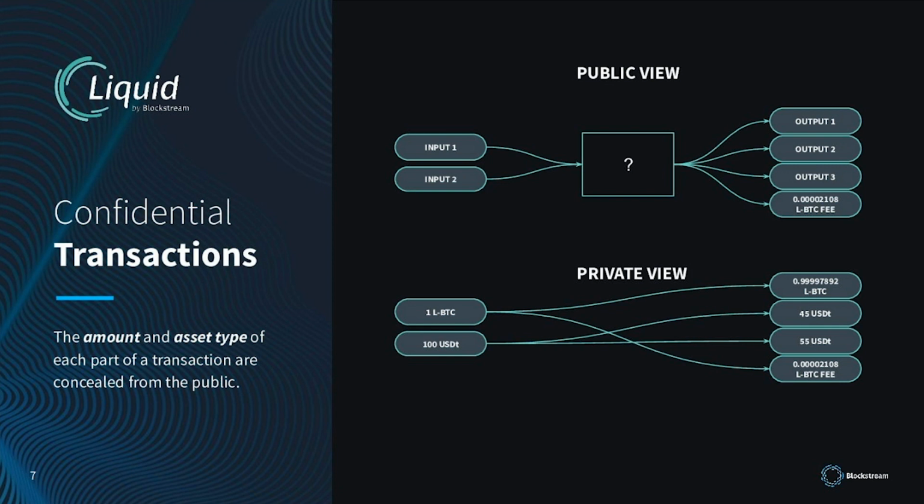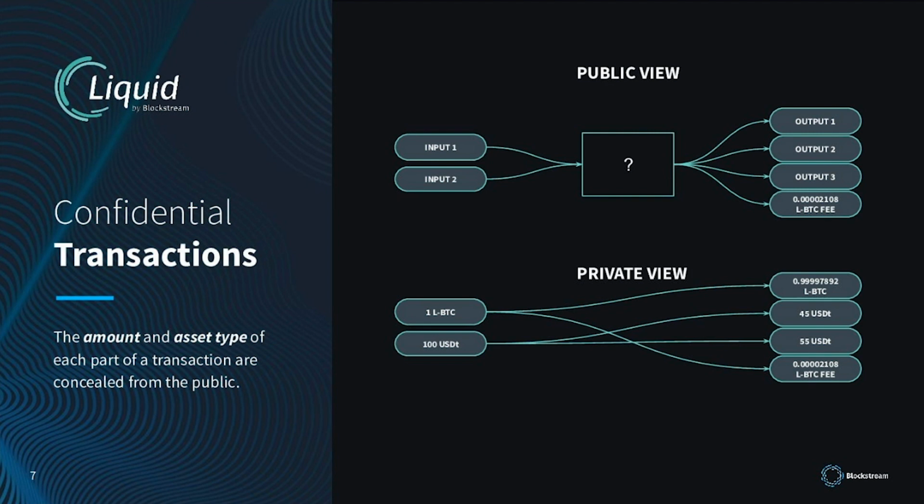And actually, it's a simplified version of even the private view. If I'm the receiver of an asset, I only see the parts that apply to me. So let's just say one person is sending 45 USDT to someone else. The only part the receiver would see is the 45 USDT, and everything else would be a mystery to them. But they would still be able to validate that everything's correct. So this gives you a lot of privacy.